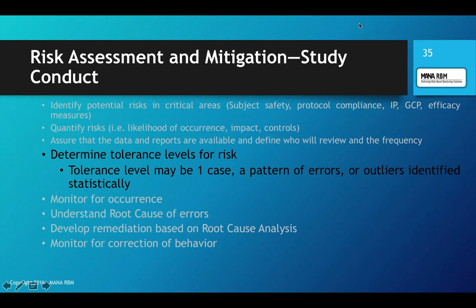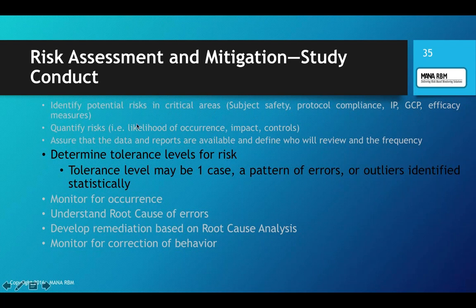Where we were last week is we had gone through identifying potential risks in critical areas. So we talked about subject safety, protocol compliance, investigational product, GCP, and efficacy measures. We talked about that this needed to be done at the very beginning, even before the protocol was complete, and that you do a second round after the protocol is complete to determine what are the areas that are going to take more significant oversight, and what are you going to be spending your time on now that you're not doing SDV. So this risk identification is such an important step, and as I said, there are tools out there, but you can use anything.